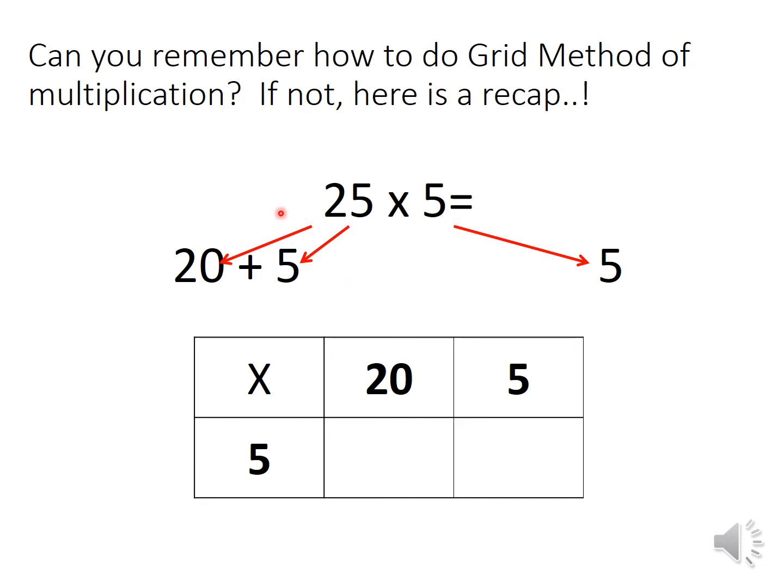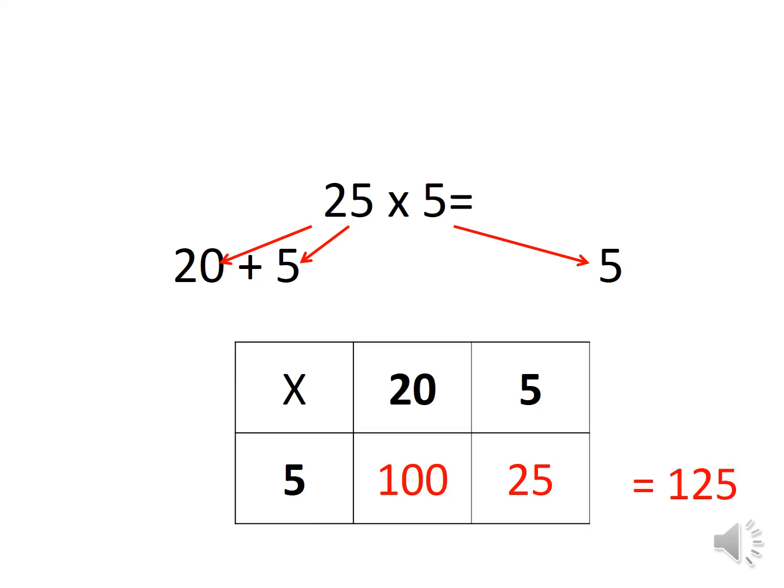We then put these numbers into the top of our grid, 20 and 5. What we multiply goes down the side. So the grid gives us a frame to be able to work out our answers. Firstly, we do 20 times by 5, which gives us 100. And then we multiply 5 by 5, which gives us 25. We then add up everything inside, which gives us 125. So 25 times by 5 is 125.